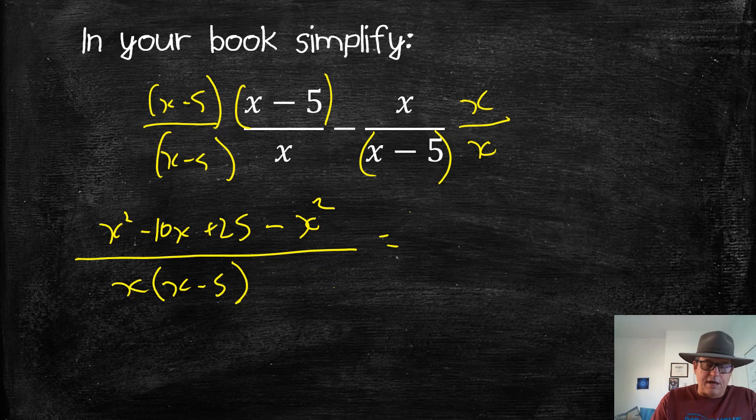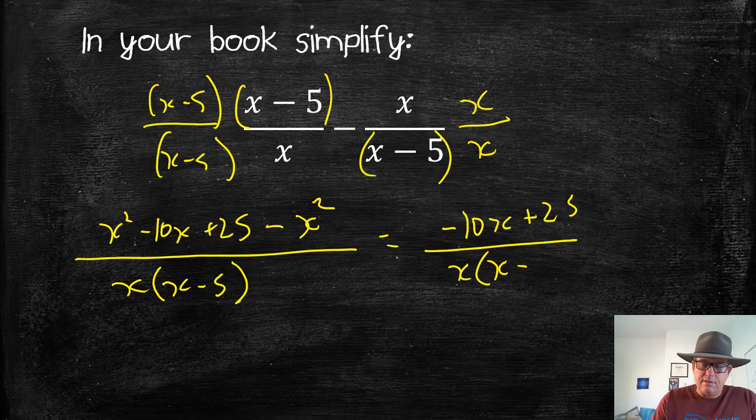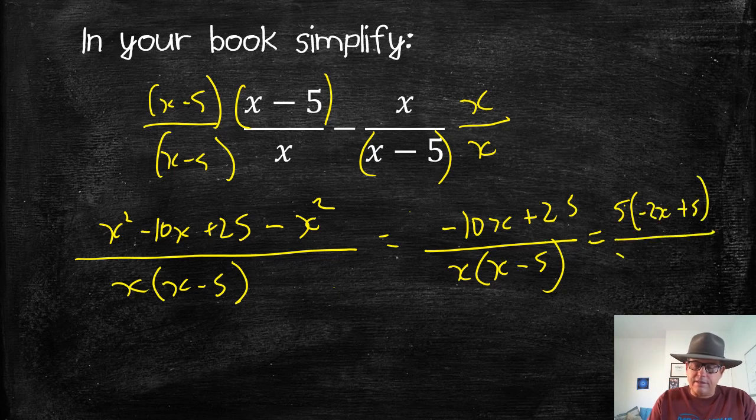Okay, up top, the x squared minus x squared, so I'm going to end up with minus 10x plus 25, and that's all over x times x minus 5. Now, I can factorize the numerator, so if we can, it's a good idea. They both have a common factor of 5, don't they? So that would give me minus 2x plus 5 over x times x minus 5. But there's nothing that I can cancel.